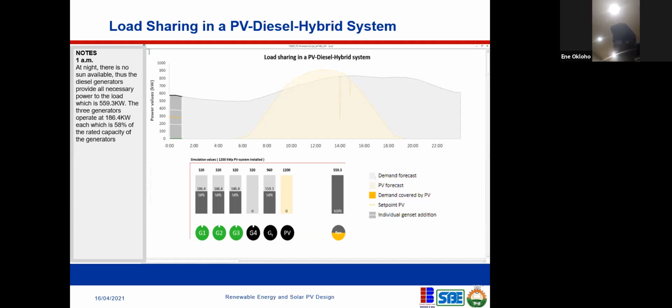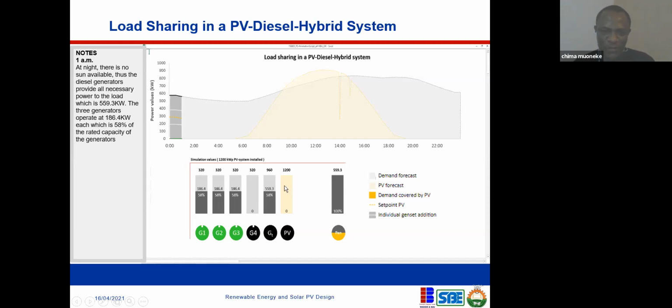Okay, thank you. So we have 4 generators installed, but at 1 a.m., we have only 3 generators running because we have a total load of 559.3 kilowatts that we need to power. So 3 generators are operating at this time, and the three of them are operating at 183.4 kilowatts. So each of them is operating at 58% of their rated capacity.